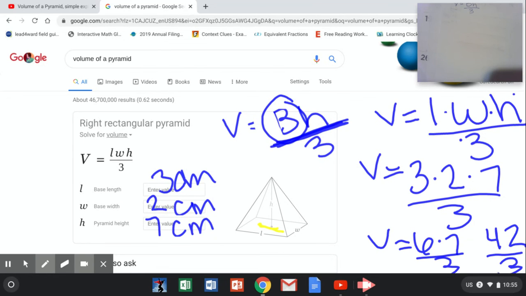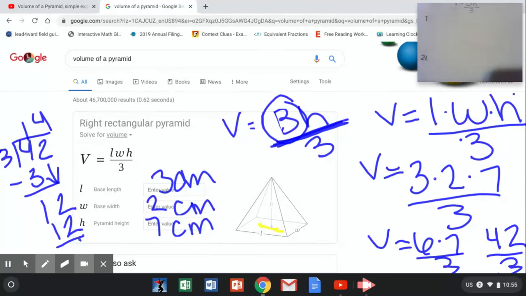And so I'm going to come over here to this side. So 42 divided by 3. So 3 goes into 4 one time. 1 times 3 is 3. I subtract, I'm left with 1. I bring down my 2. 3 goes into 12. 4 times 3 is 12, leaves me with 0. So my volume is going to equal 14 centimeters cubed.